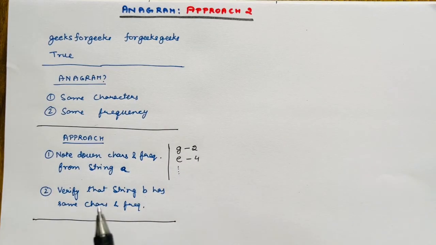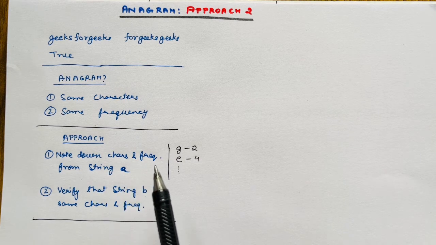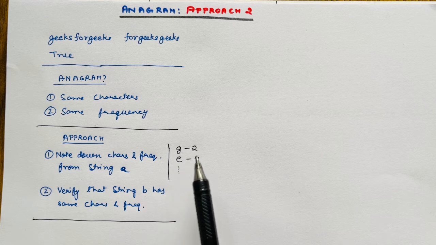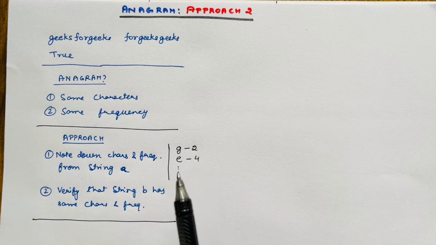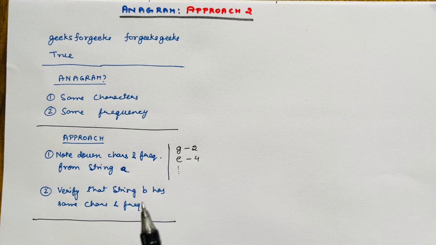So this is what our rough approach looks like. Now let's focus on the first part. How do we note down the characters and frequencies? What do we have to note down? We have to note down something like this, that G appears twice, E appears 4 times, and so on.